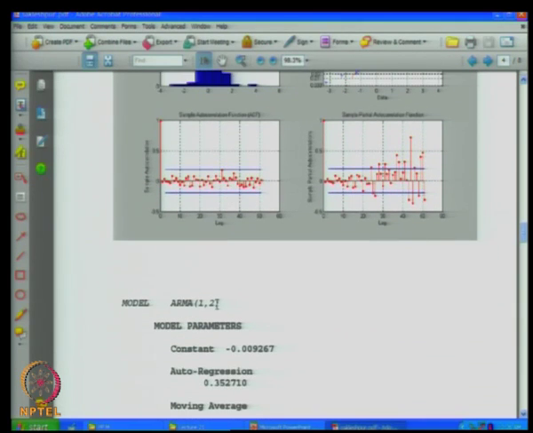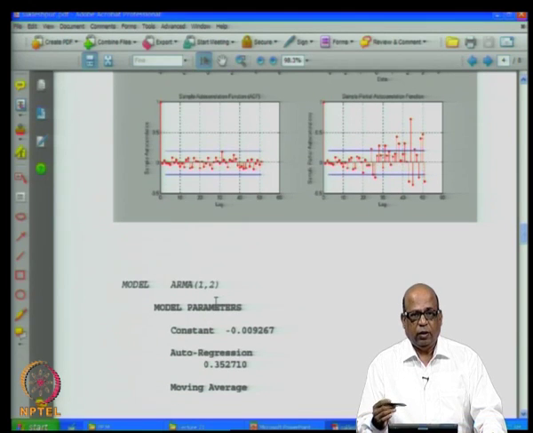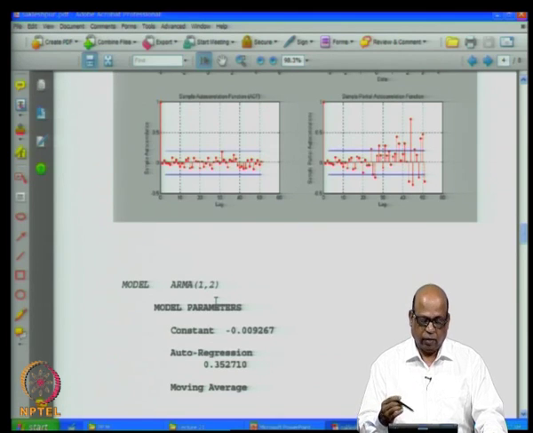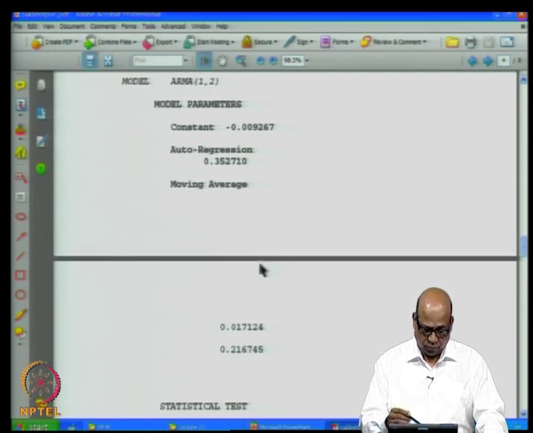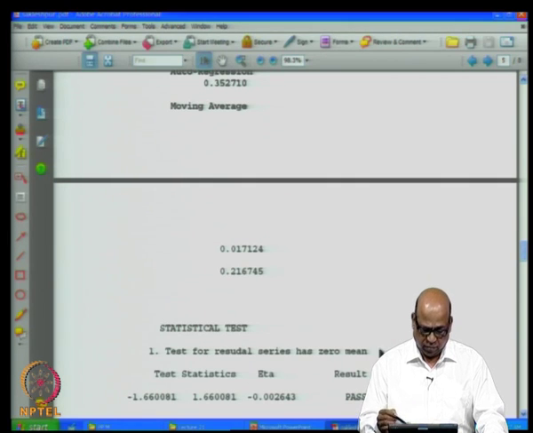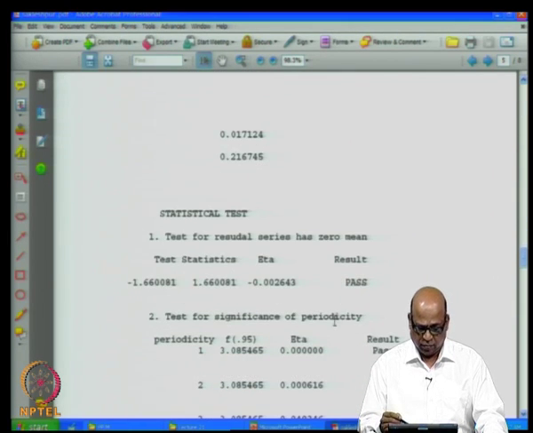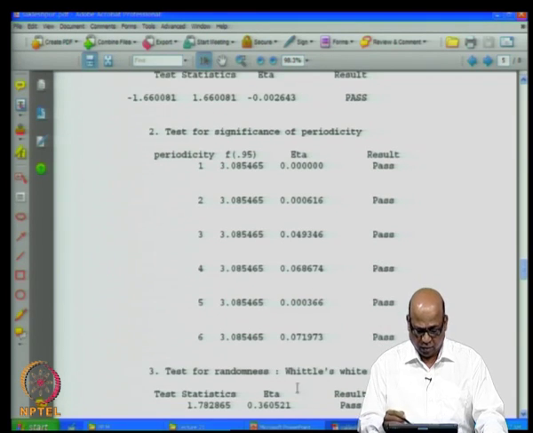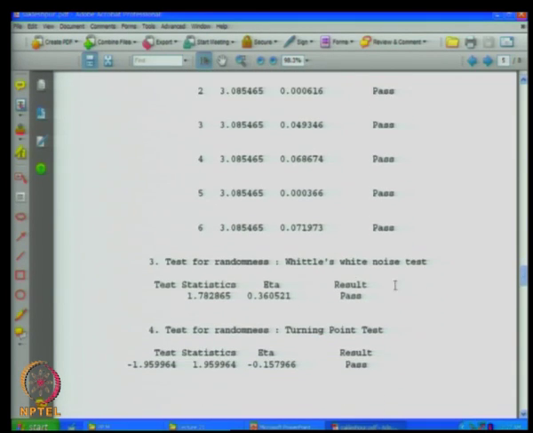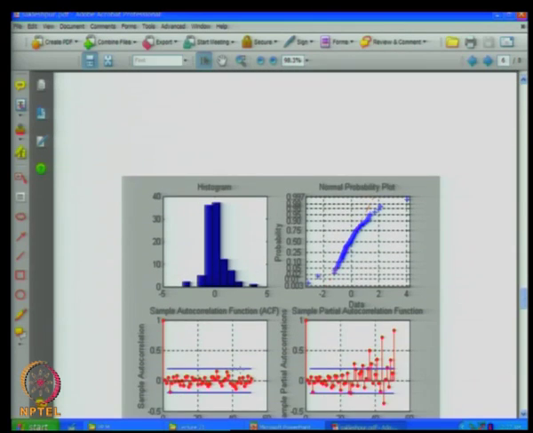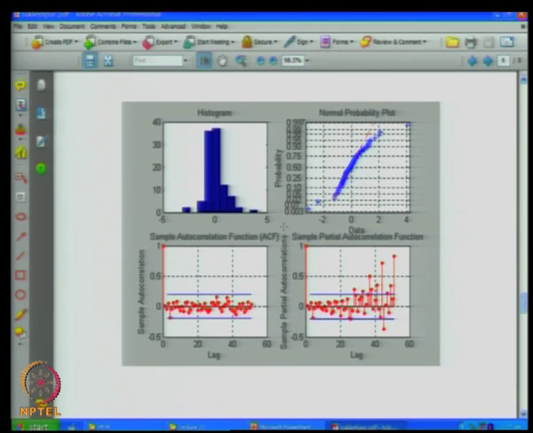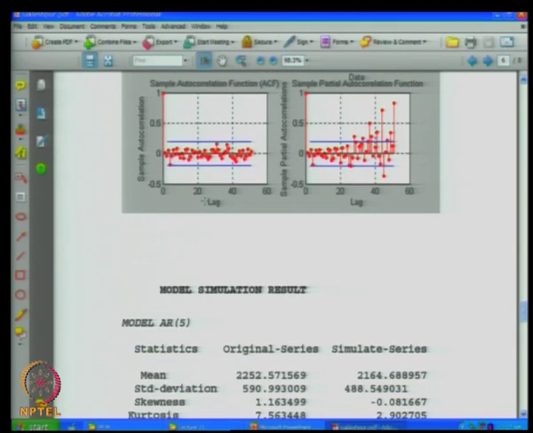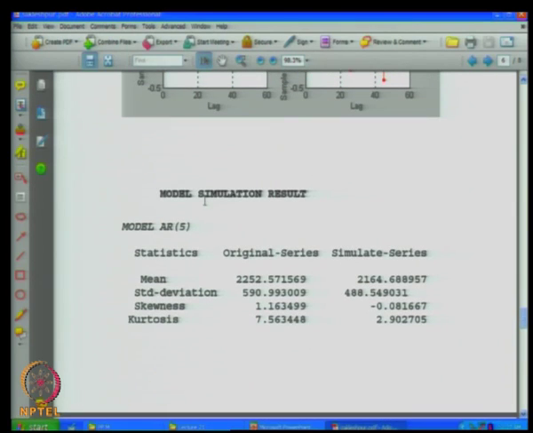Then again you look at the ARMA 1-2 model, which we selected for one time step ahead forecasting, and do all the tests again. Do the test on the residual series to examine that it has a 0 mean, that it has insignificance of periodicities, and then it also passes the test for randomness, the white noise test. And then we also look at the plots of the residuals themselves. These plots of the residuals as well as the original time series give us important insights into how the particular model is behaving.